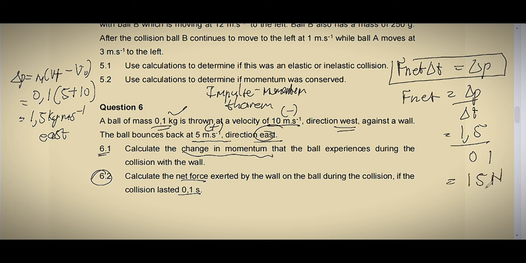So that's 15 newtons, and then to which direction? East. Because also your net force is a vector. It must have both magnitude and direction. So that's how you use that formula there.